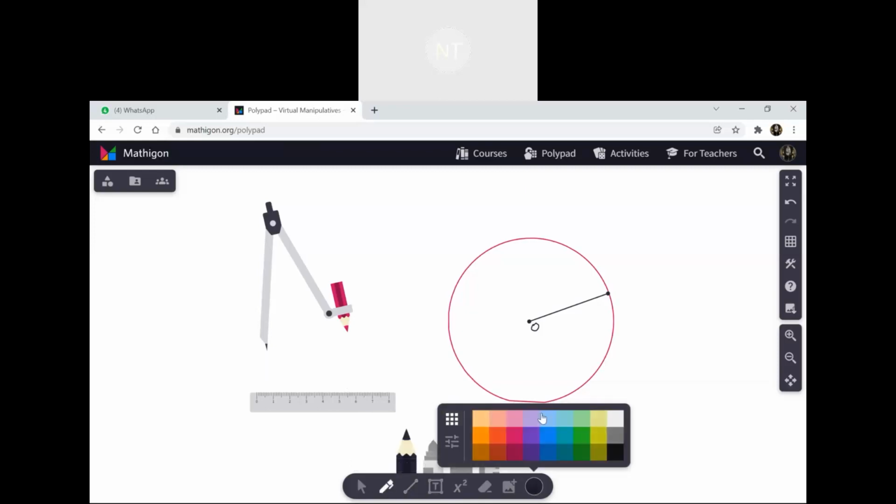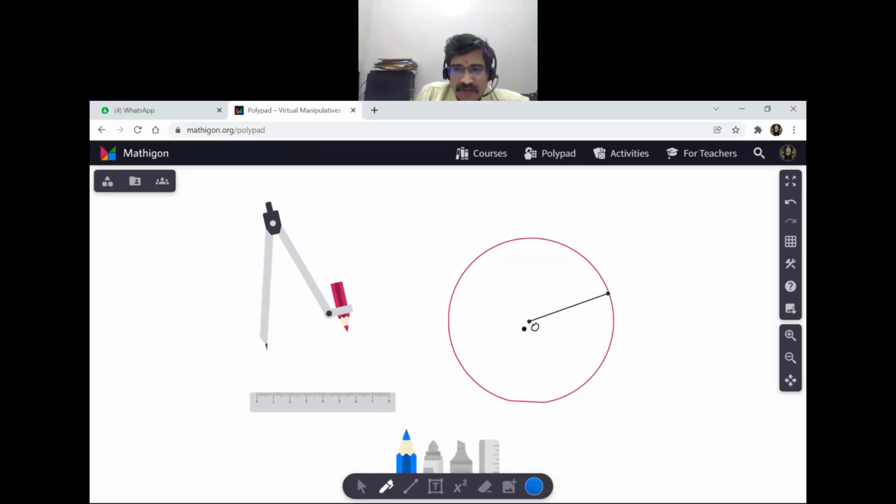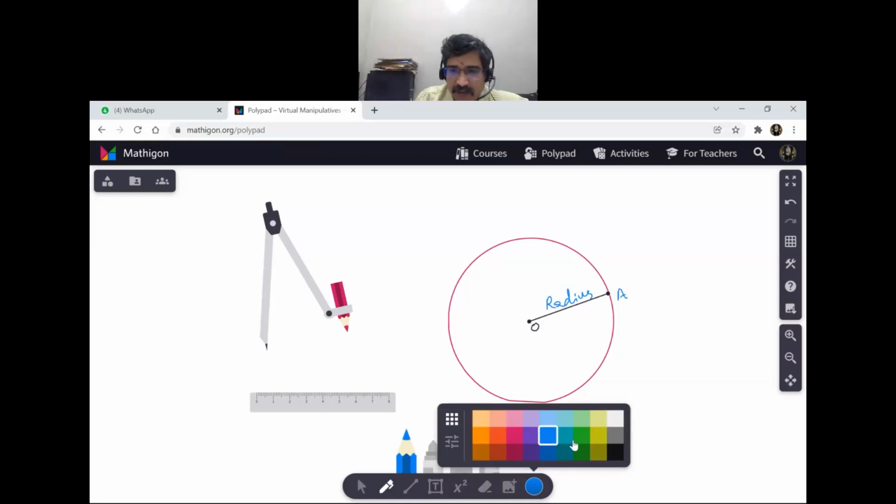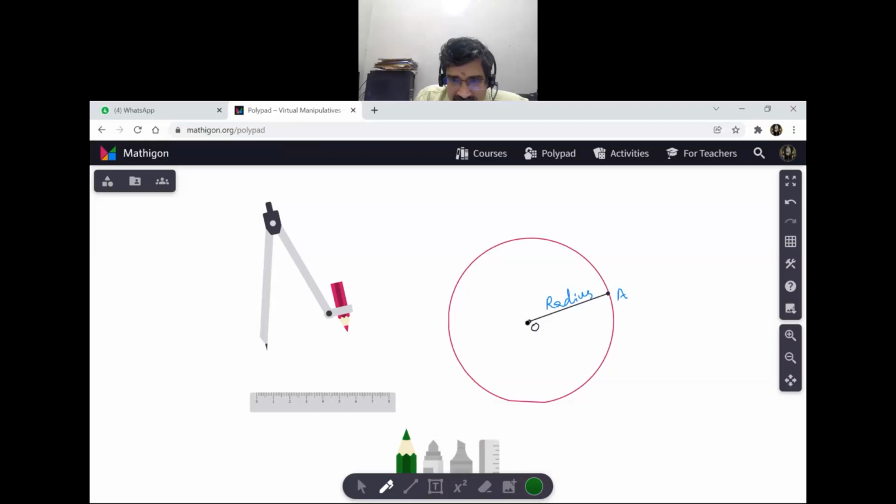Good. Now tell me here. This is the radius, and let us say this is A. Therefore, OA is the radius, and this O is called the center. Center of the circle.